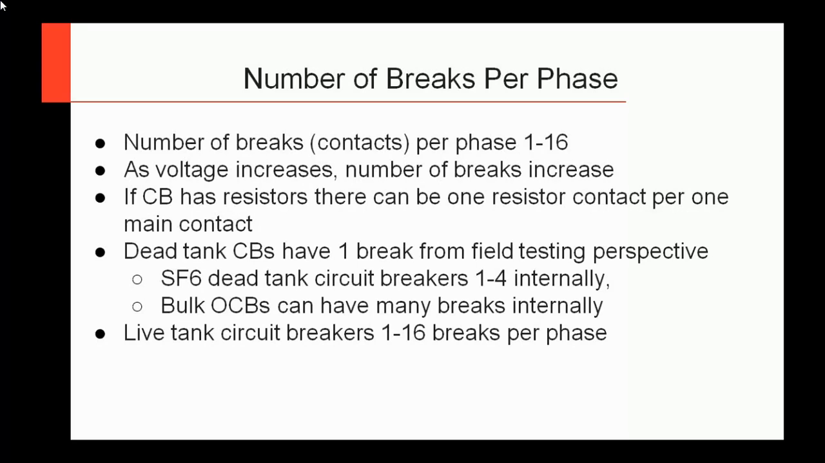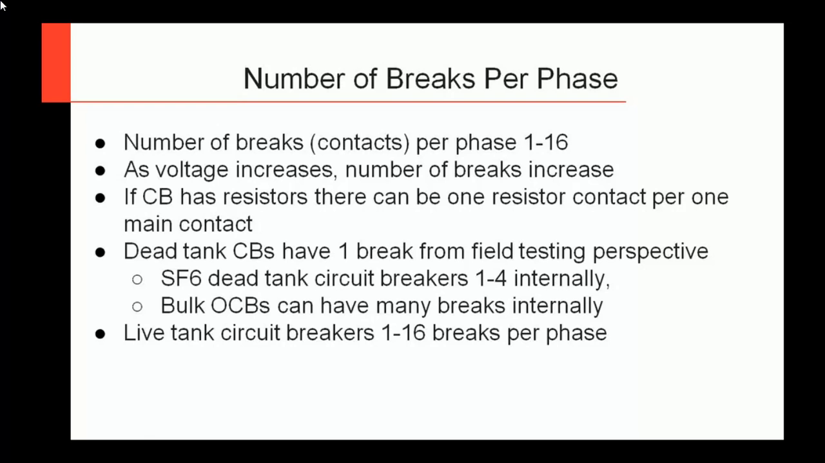You'll just see the bushings and hook to both sides. But internally, these can actually have anywhere from 1 to about 4 breaks. Same thing with bulk oil circuit breakers. From a field testing perspective, they're 1 break per phase, but they can have multiple breaks inside. Live tank circuit breakers, on the other hand, you get to see how many breaks they have right there in the field, and you can test each break individually and hook up to them.